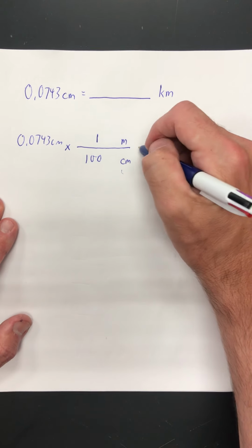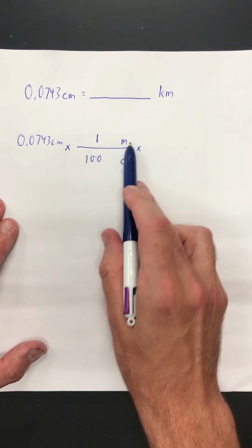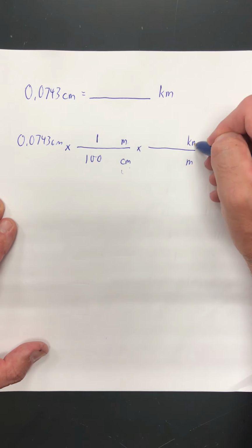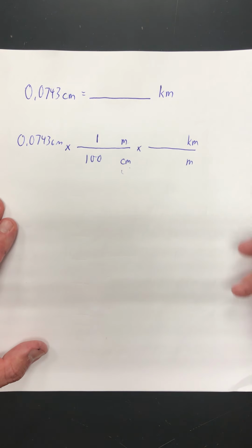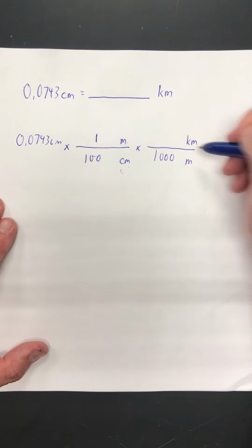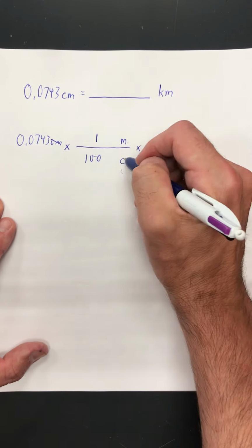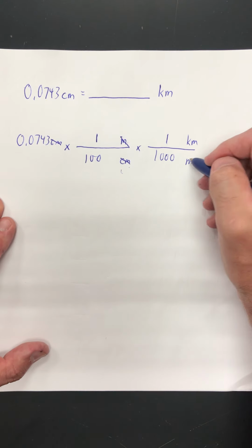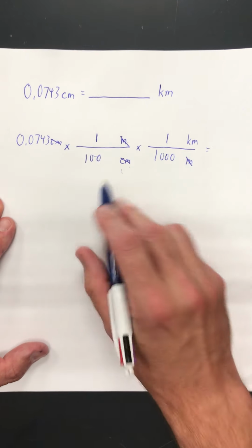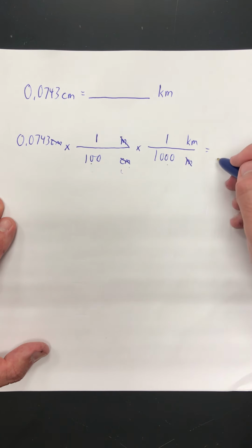So there you go. And the next thing I want to do is now the centimeters would cancel out and I'd be left in meters. So I want to get rid of meters and put in kilometers. And I go, okay, well, I know the conversion there. There are 1,000 meters in 1 kilometer. And so there we go. Centimeters would go away, meters would go away, and I would get my answer in kilometers. So it would be 100 times 1,000.